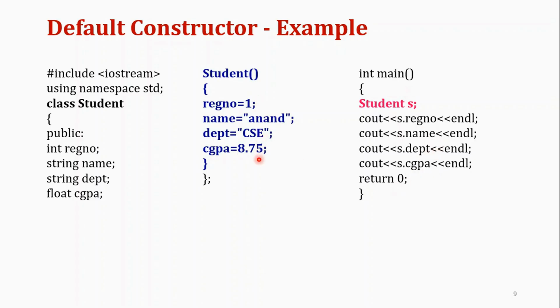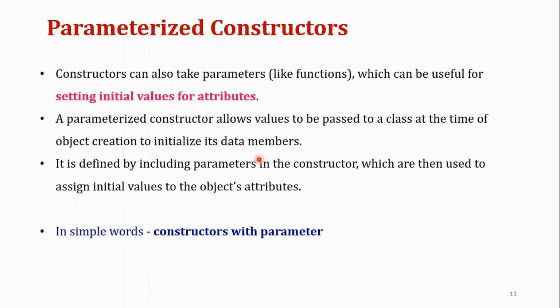So let's move on to the parameterized constructor. In simple words, a constructor with parameters, that is what is called a parameterized constructor. Sometimes it is useful for initializing the initial values for the attributes of the class. That is the use of the parameterized constructor, or it allows values to be passed to a class at the time of object creation. Let us see the example.